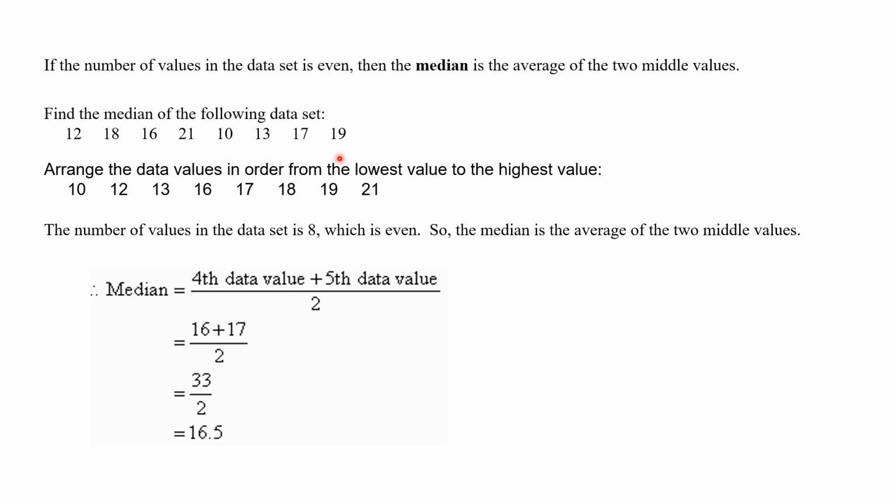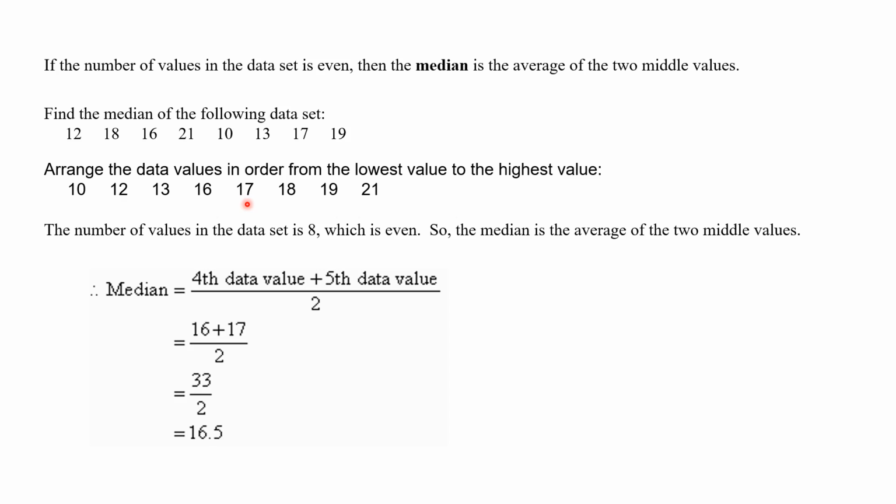First, we have to arrange them in ascending order, right? When we arrange them, it becomes 10, 12, 13, 16, 17, 18, 19 and 21. So how many numbers are there? 1, 2, 3, 4, 5, 6, 7, 8. So how do we proceed here? First, we take the middle two values. The middle two values are 16 and 17, that is the 4th and 5th data values. Here 3 numbers are left, and here also 3 numbers are left. The middle two are 16 and 17.